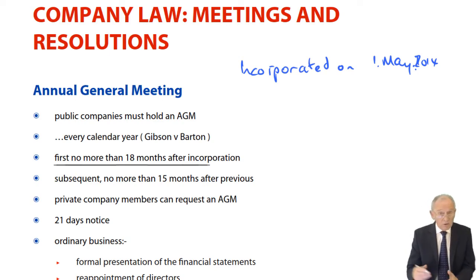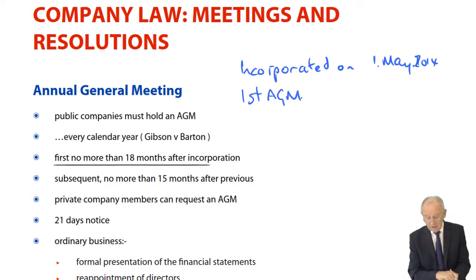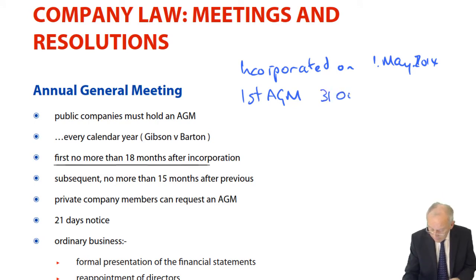Okay. Well, the first AGM, annual general meeting, must be held no more than 18 months after incorporation, or 6 months after the first year-end date, the first accounting reference date. So 18 months after May, I'm going to use my fingers because otherwise I do get confused. So I've got May, the end of May, June, July, August, September, October. So 31 October 2015, isn't it?